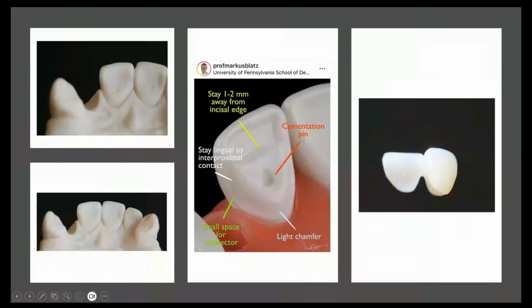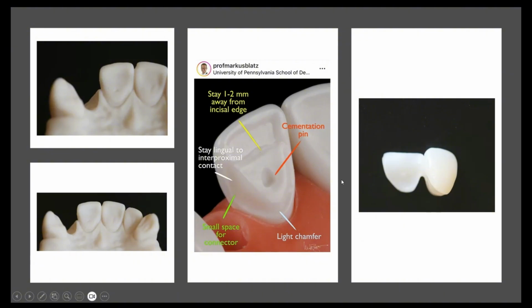So let's go forward. The last thing I want to talk about is Maryland bridges, and then we're going to do the questions and answers. There's a lot of questions about, hey, why can you do them? Will they work? When I got out, we did metal wings and bonded them in with Panavia 2.0, and it was a nightmare to clean up.